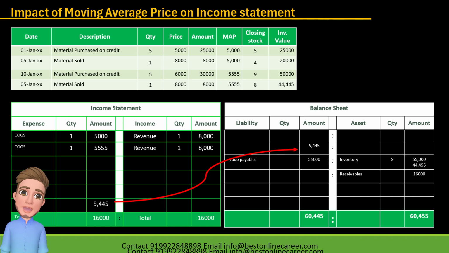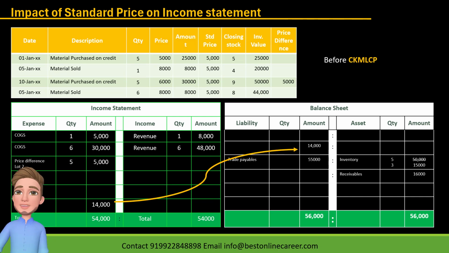Now let's look at standard costing. In standard costing, what happens is that you purchase the first lot at 5,000 each, so it comes to 25,000. Then you sold one unit, and that one unit is consumed here. In this example, as you can see, I have bought 5 units and which cost me 25,000. I issued the first unit, and so my inventory reduces by 5,000, and my standard price is 5,000. So I have hit here my COGS with 5,000.